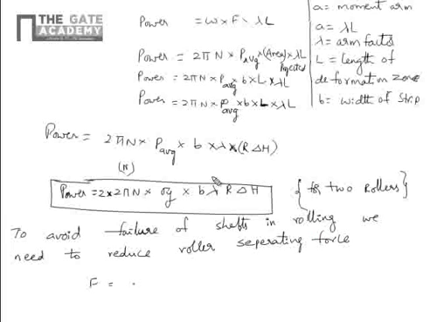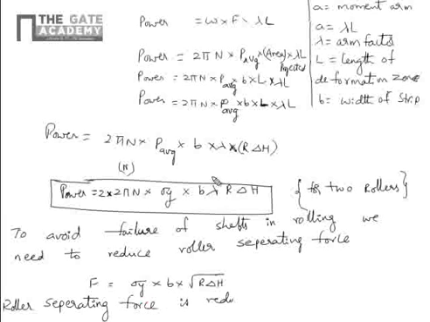F equals yield stress into area, which is the projected area, B into L, where L is root R delta H. So if you want to reduce the roller separating force, reduce the radius or reduce the yield stress. Roller separating force is reduced by the following methods.